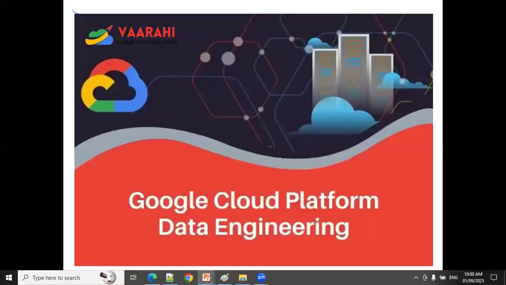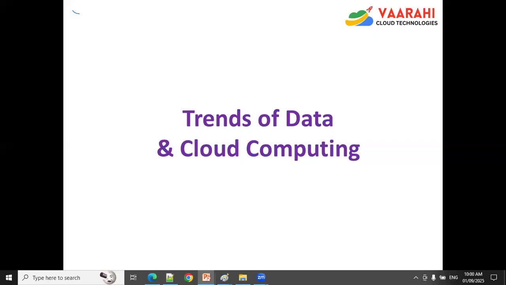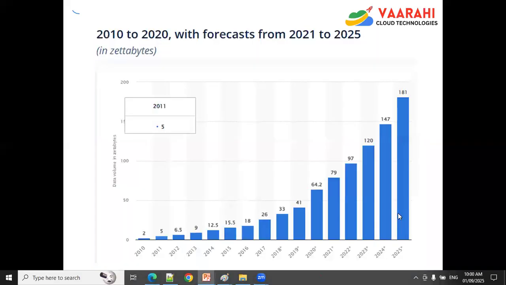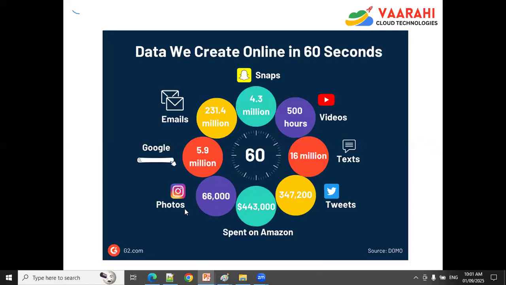Before starting that, I explained the trends of cloud computing. I showed how much data there was in 2012, and that it increased to 64 zettabytes by 2020. I'm going a little bit faster because I've already completed this last week. In this slide, you can see from 2010 to 2025, 2 zettabytes to 180 zettabytes in just 15 years. The data is increasing in an exponential manner. Every minute, every second, you can see what is happening here.